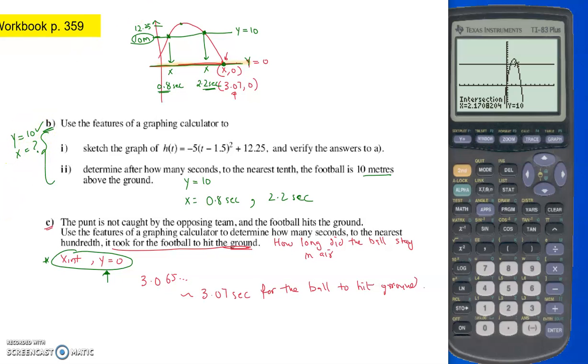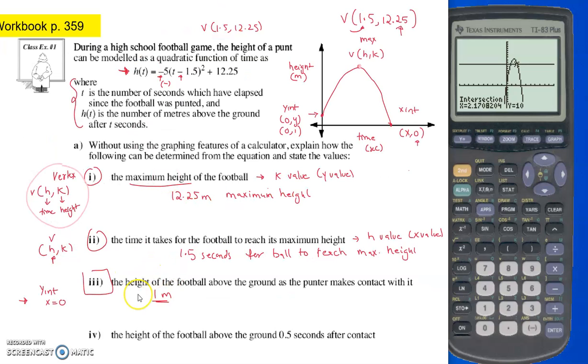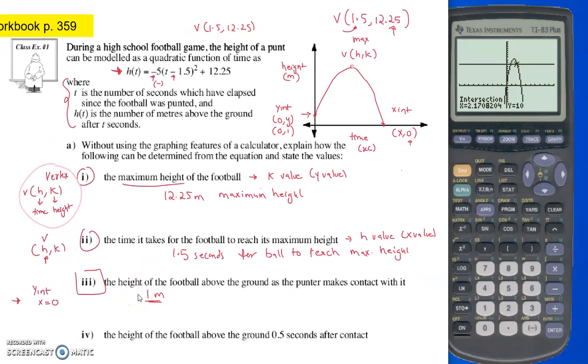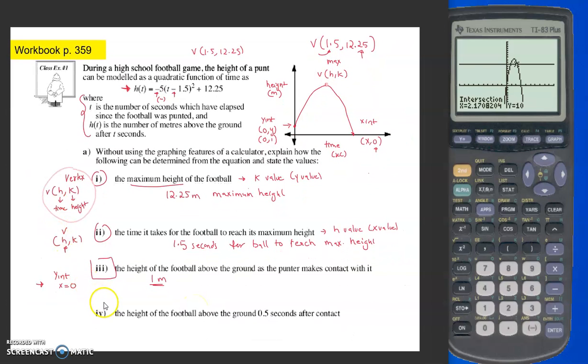Okay? But what happens if they give us the x value? And that's what this one over here is doing. This particular question over here, part 4, they're saying what is the height of the football after 0.5 seconds after contact. So what they want us to find out is when x is at 0.5 seconds, what is the height? And this is the same idea as we use in the y-intercept, because we know what the x is and we're looking for the y.